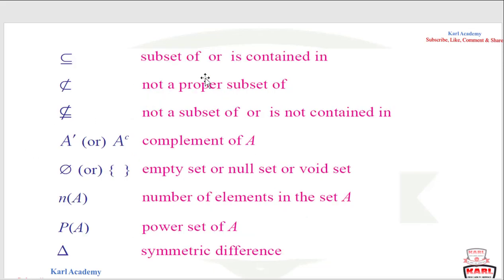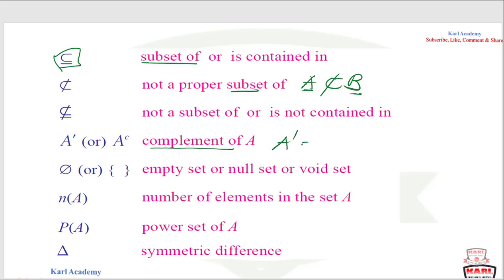Then the next part is a subset. A set that has elements that are contained in another set. That's the first set will be a subset of that set that contains all the elements. Then not a proper subset of means that that set is not a proper subset. Let's say set A is not a proper subset of B, meaning that the elements in A are not contained in B, not a subset of or not contained here.